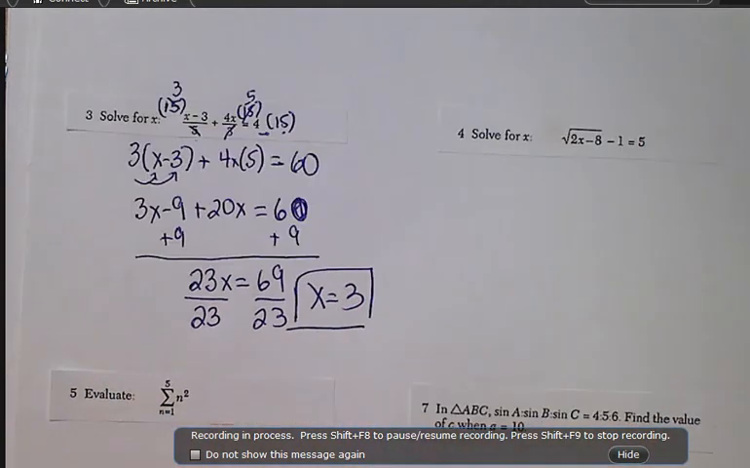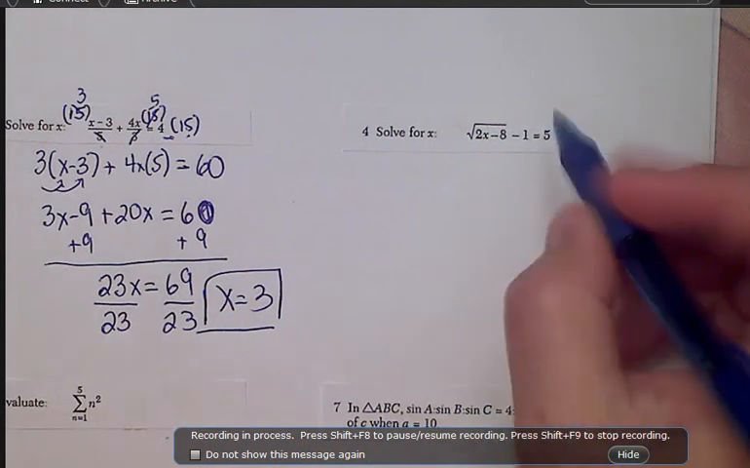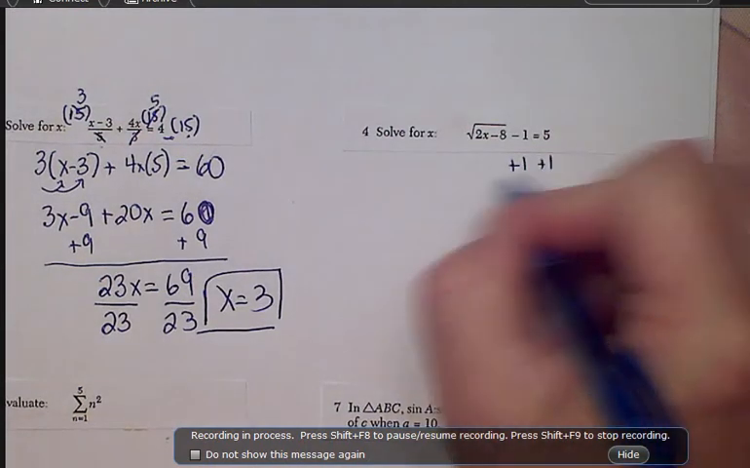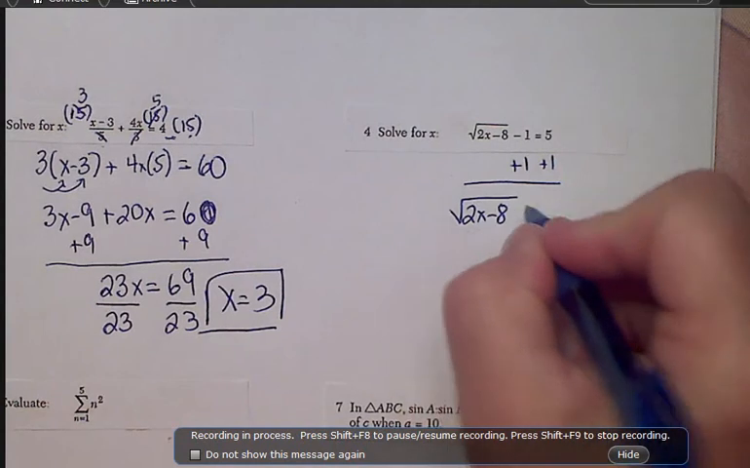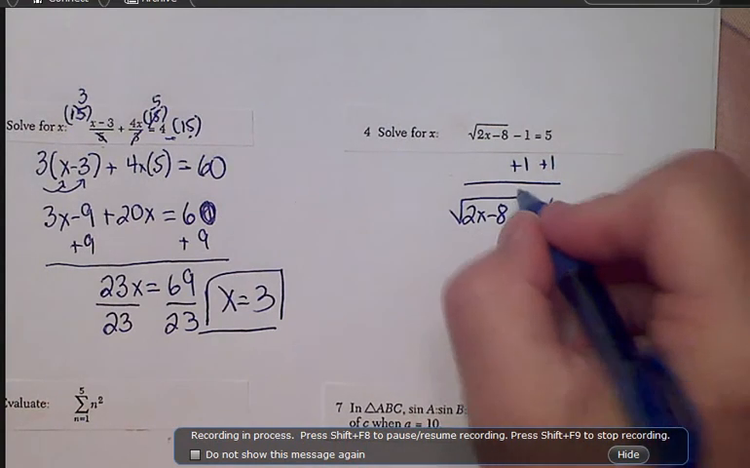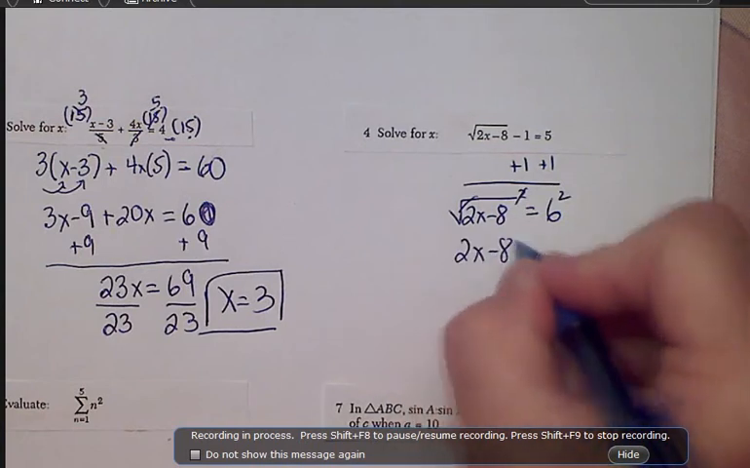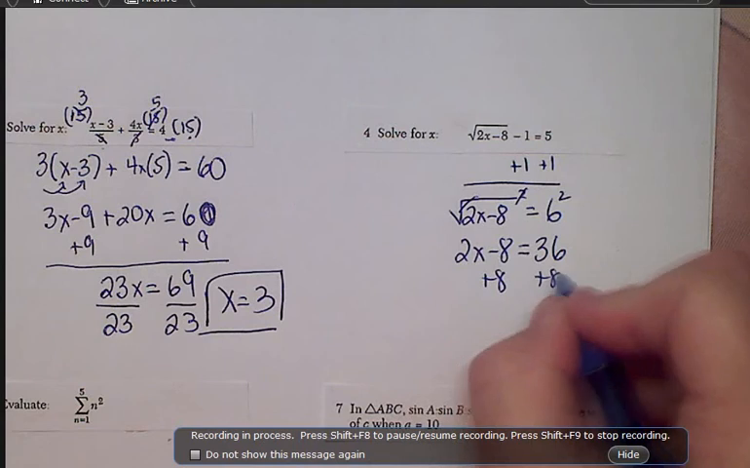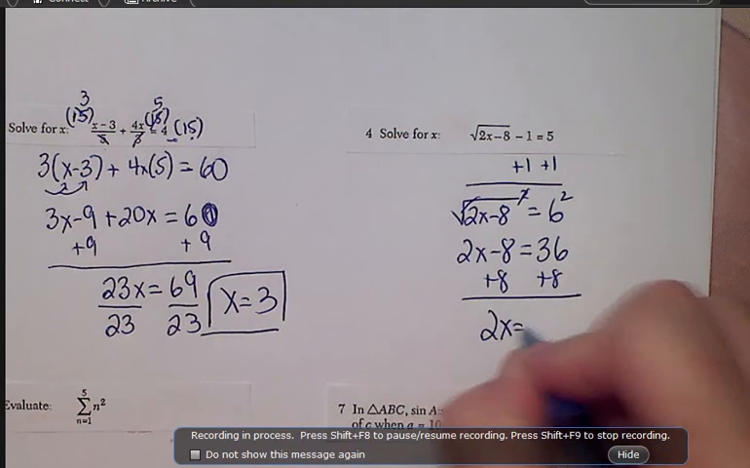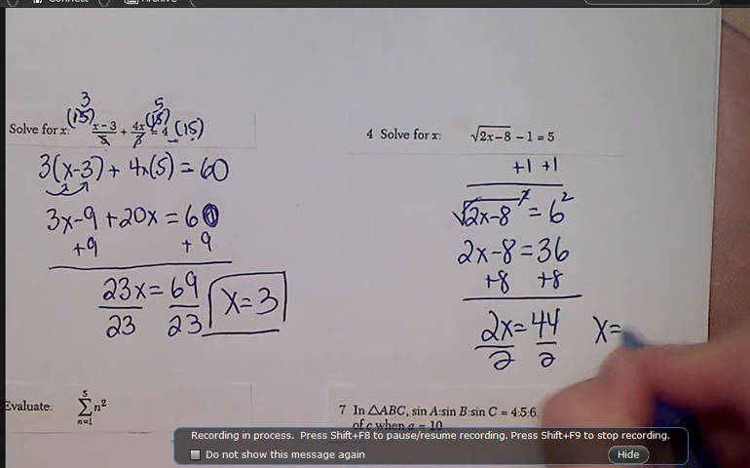Okay? Number 4, you have a square root problem, so the first rule is to get the square root by itself. So you get the square root of 2x minus 8 is equal to 6. And then we square both sides. So the square root and the square cancel. 2x minus 8 is equal to 36. Add 8. I get 2x is equal to 44. Divide by 2. x is equal to 22.